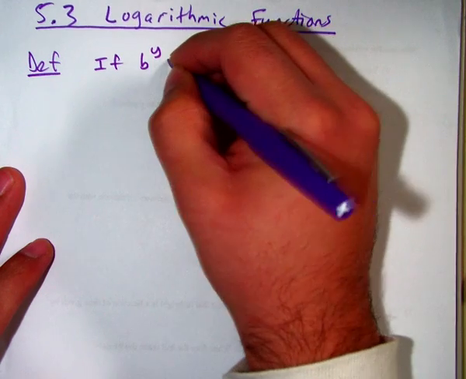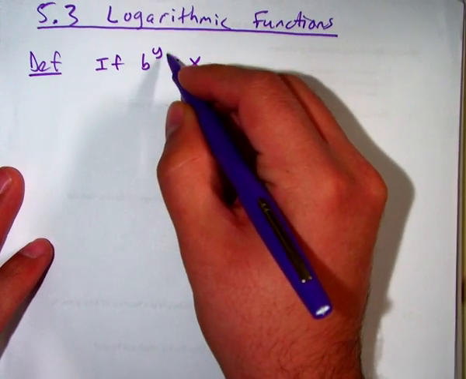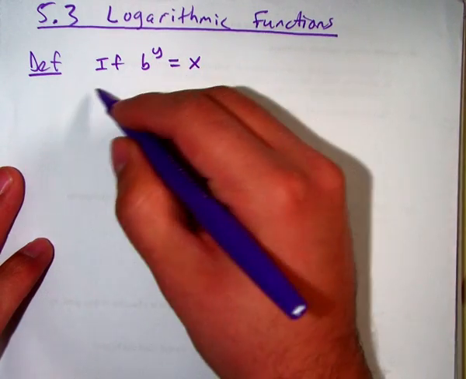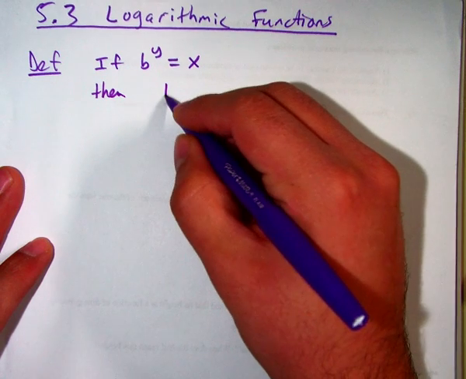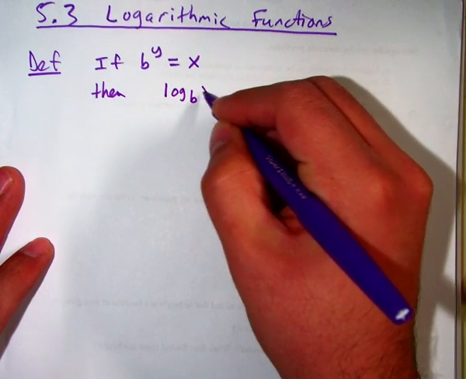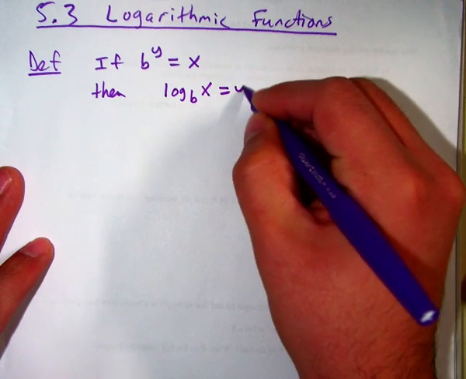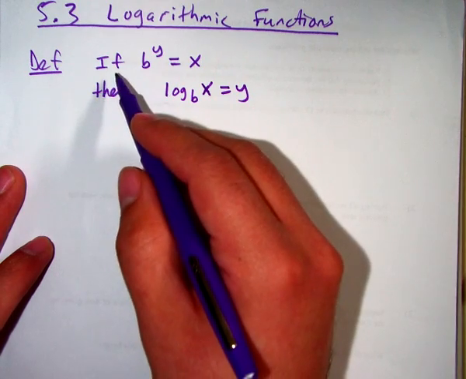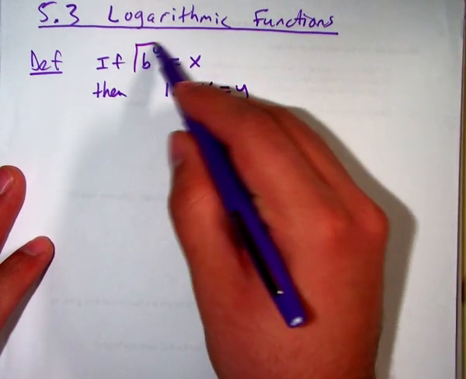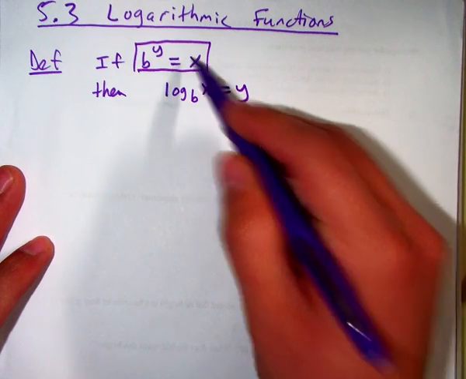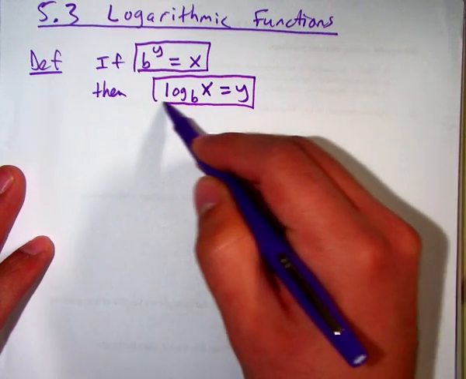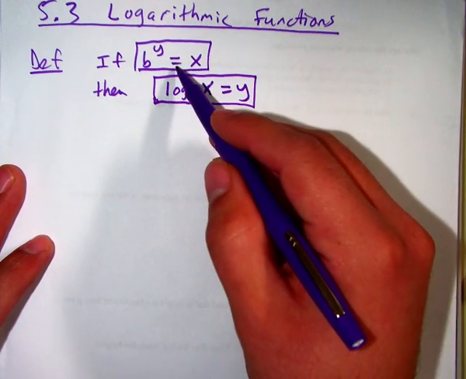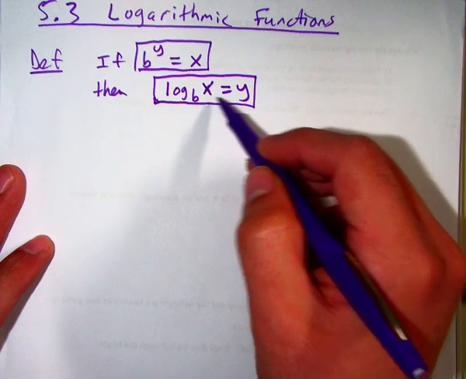If b to the y equals x, so let's say we have a base, an exponent y, and the answer is x, then we can say that log base b of x is also y. In fact, this is an if and only if statement. Not only if we know this can we write it in terms of logs, but we can go back and forth. So these are the same thing. b to the y equals x, log base b of x equals y.